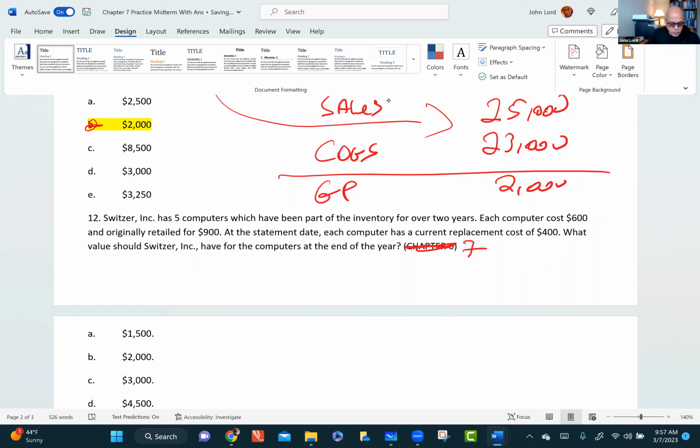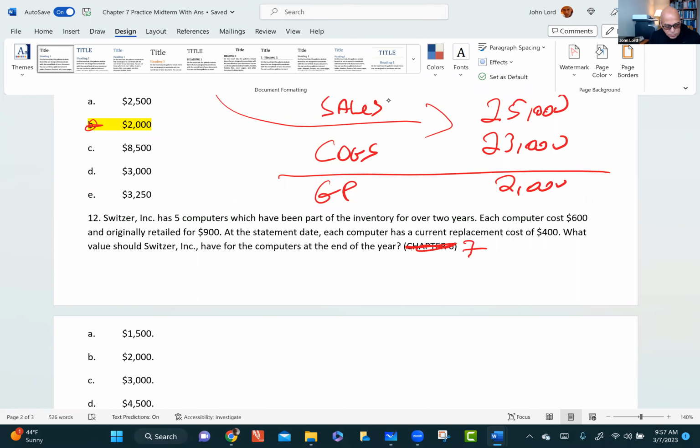Now, we also studied the idea of lower of cost or market. Remember, if the market value falls below our original cost for inventory, we will have to write the inventory down to that lower market. If not, it just stays at the higher cost and we don't do anything. So we'd have to write it down to the lower market if the market falls below the cost.